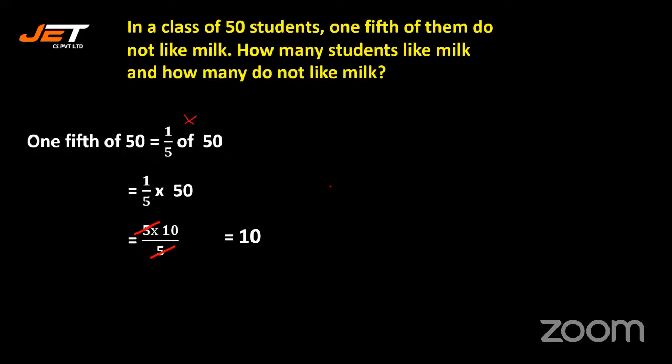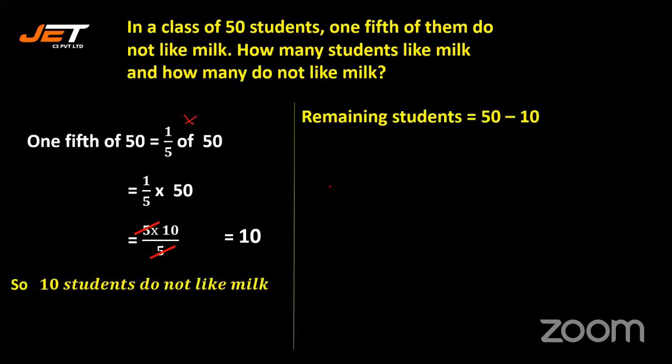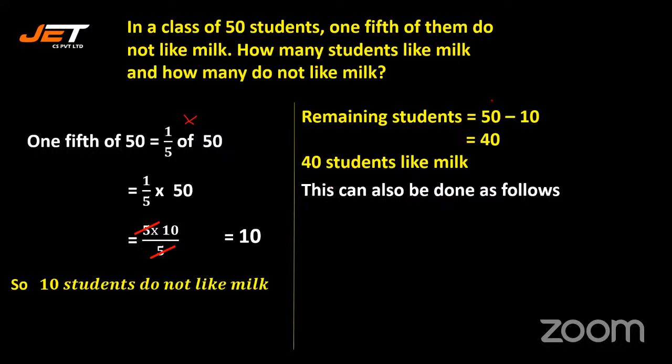And how many of them like milk? Let's see. If out of 50, 10 students do not like milk, how many of them like milk? So 50 minus 10, which is equal to 40. 40 students like milk. But there is another way also of doing this.